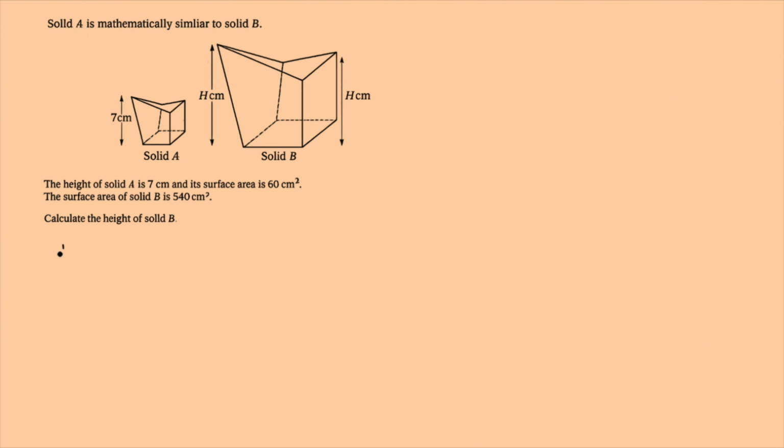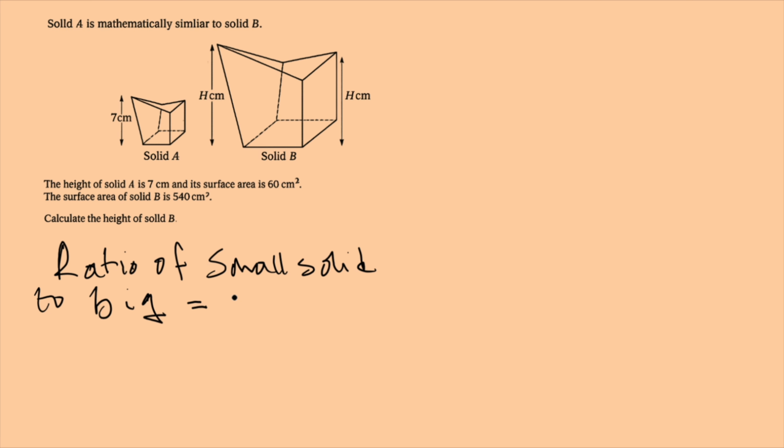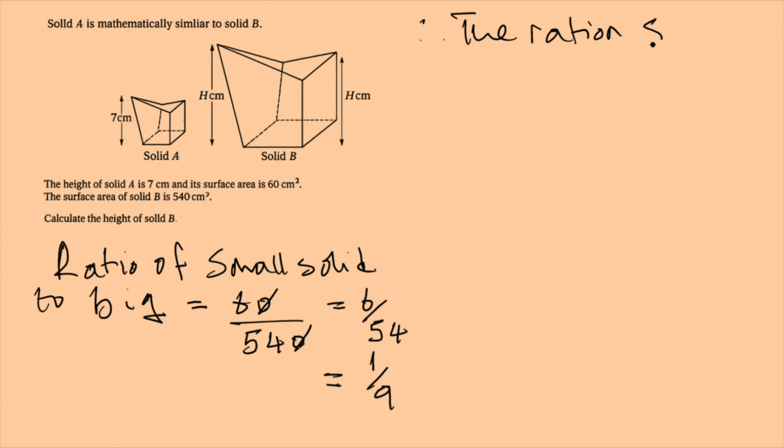So let's look at the ratio of small solid to big solid. The ratio is equal to the surface area of the small solid, which is 60 cm squared, all over 540. If we solve this correctly, we have 6/54. And 54 divided by 6 is 9, so we have 1/9. So this means that the ratio of small shape to big one is 1:9.